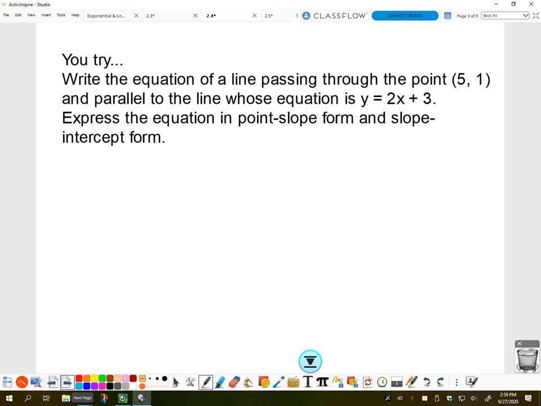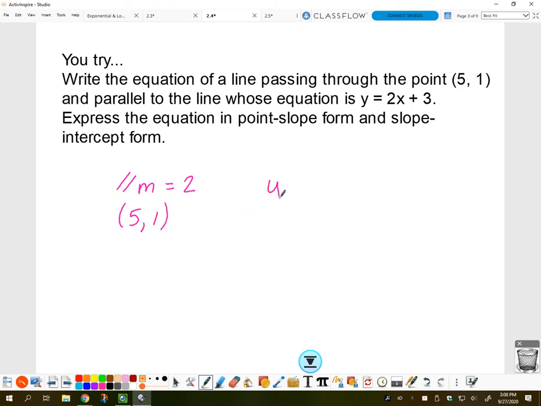Alright, so pause, try this one, play, see how you did. Alright, so if their line has a slope of 2, my line that's parallel also has a slope of 2. And they told us to use the point again.